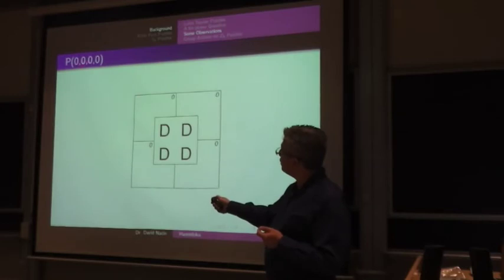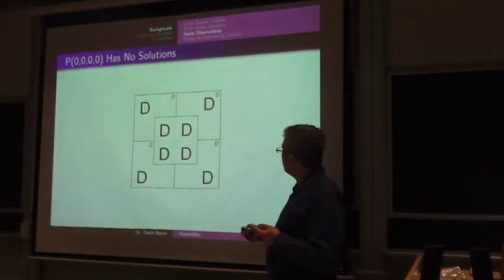That's a P0000 puzzle. That forces the center to be odd here. The Latin square condition forces the corners, and then there's no entries here that would give an even number.